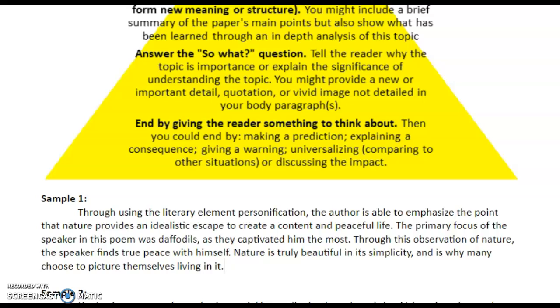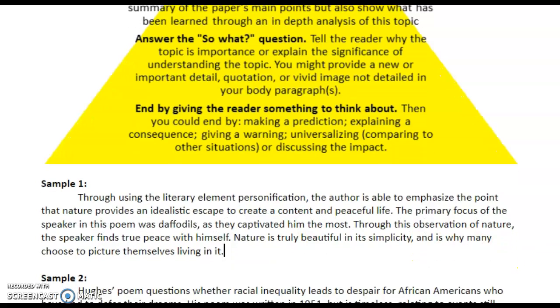first sample. So he or she says, through using the literary element personification, the author is able to emphasize the point that nature provides an idealistic escape to create a content and peaceful life. So again, restating that thesis here, they talked about personification in their piece, so they're just drawing attention to that again. And then this is the synthesis. The primary focus of the speaker in the poem was the daffodils, as they captivated him the most. So that's just, here's the biggest takeaway. The daffodils captivated him the most.